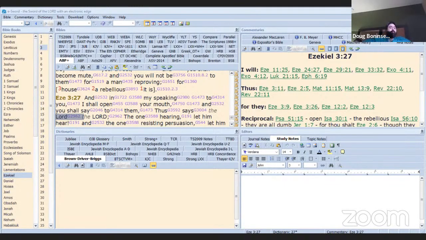Ezekiel 4:14, Masoretic text adds Adonai. So again, the Masoretic text is adding Adonai. Okay, so Ezekiel 4:14 we're at here, guys. So Ezekiel 4:14.